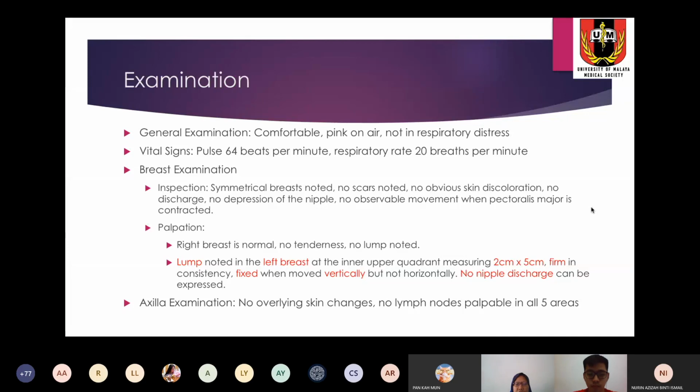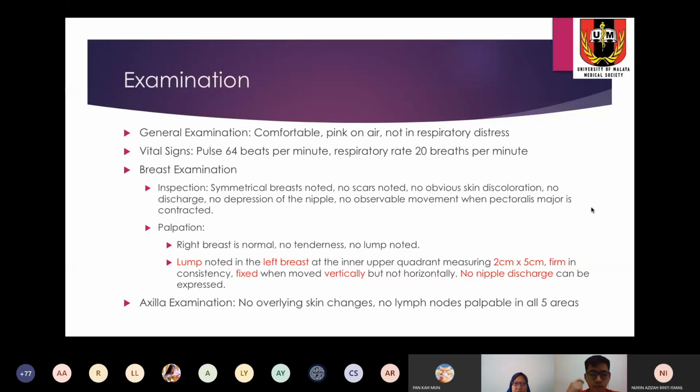Then it's fixed when moved vertically. So when it moves vertically, it's fixed. What do you worry? It's fixed to the chest wall. You worry that the tumor might be fixed to the chest wall. Good. And you need to see whether there is any ulcer, as you said just now, there's nothing. The skin, whether it's attached or not. When you examine, is there any attachment of the skin? I think you didn't mention that here. You pinch, it's really easy. You just pinch on top of the lump and see whether you can pinch or not. If you cannot pinch, it means that it's attached to the skin.